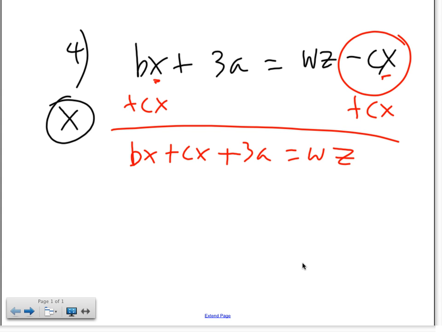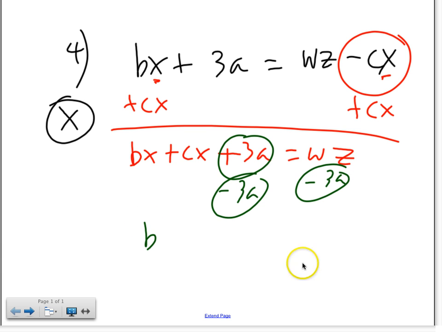Okay, now, if I want my x to be isolated, really, I also need to move the 3a away. Is that true? Yes. How do I move the 3a away? Subtract. Subtract 3a away. So notice I'm moving the terms over. So now my next step is going to look like this: bx plus cx equals wz minus 3a.